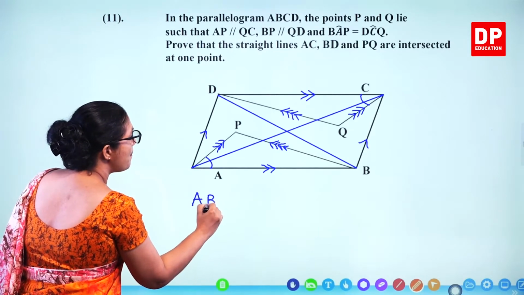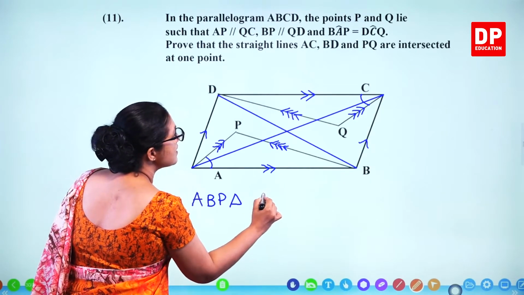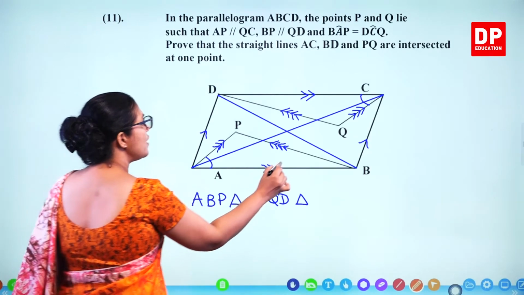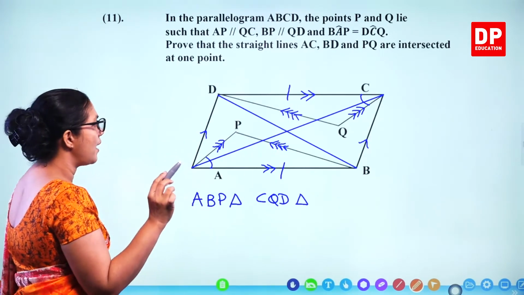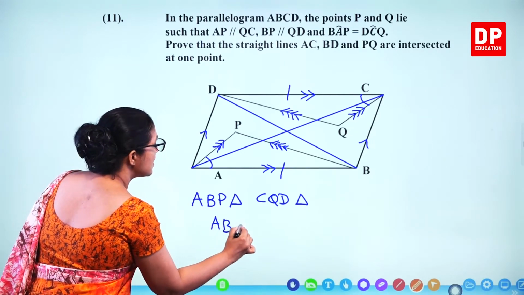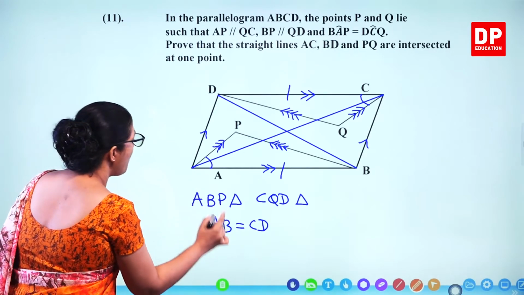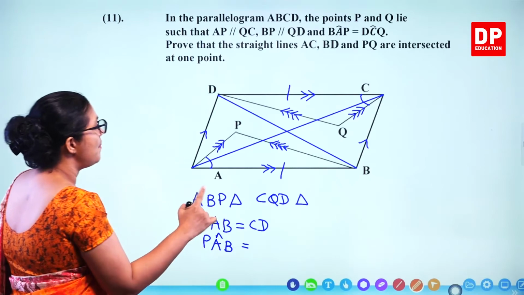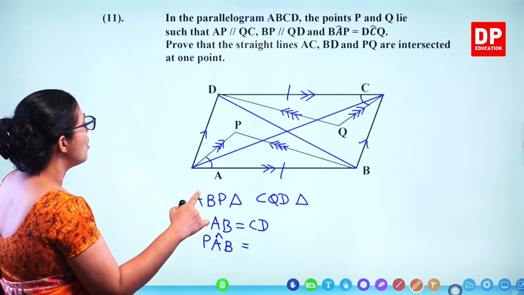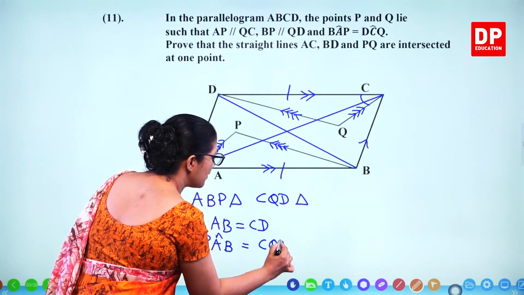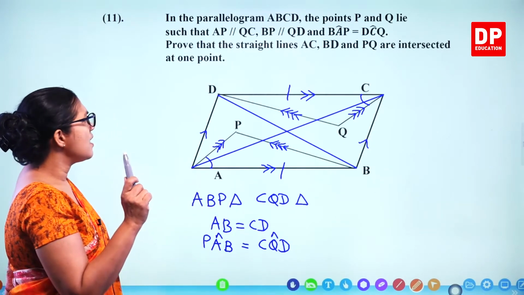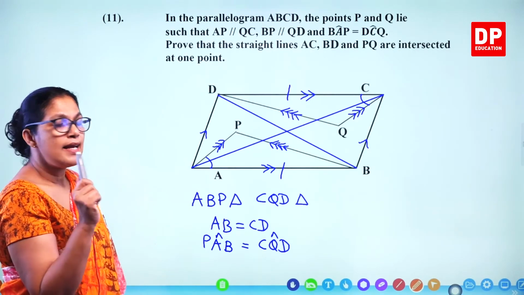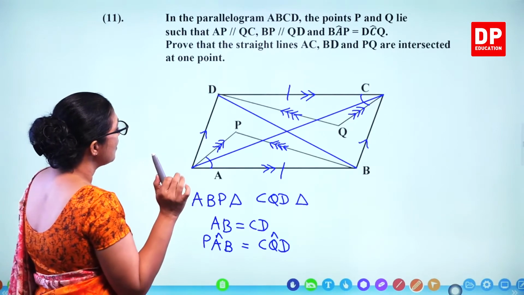Take triangle ABP and triangle CQD. What do you know? We know these two lengths are equal, opposite sides of a parallelogram. AB equals CD. And also we know angle PAB is equal to angle CQD. It's given. And we need to see another angle that is equal. Then we can say angle side, the two triangles are congruent. Look at it carefully.